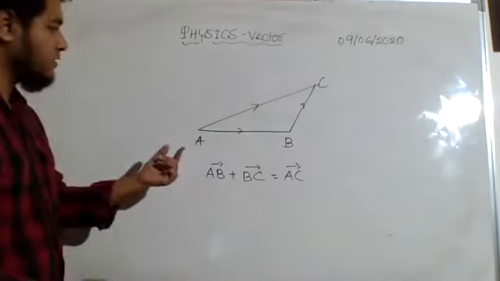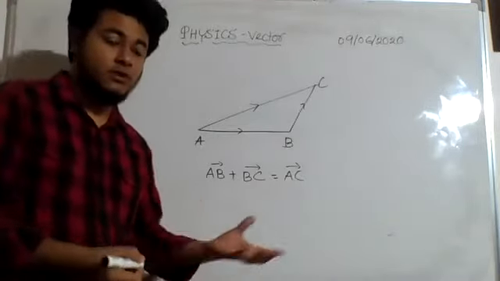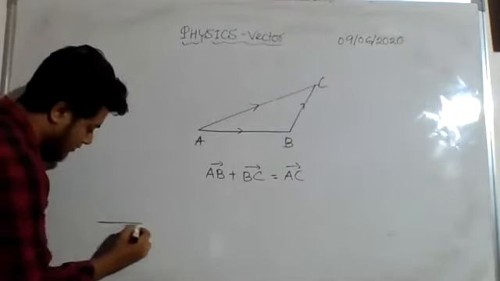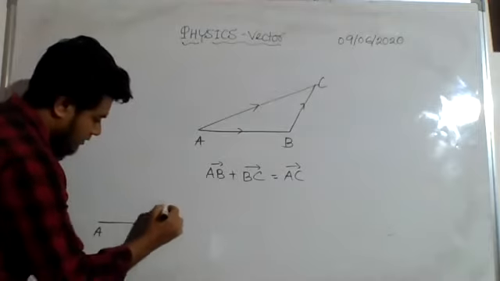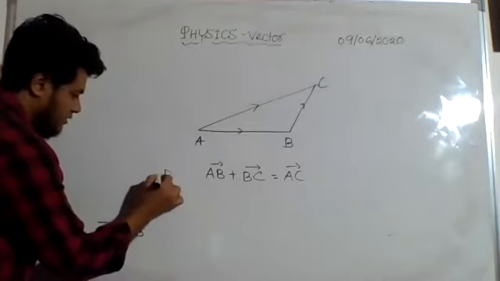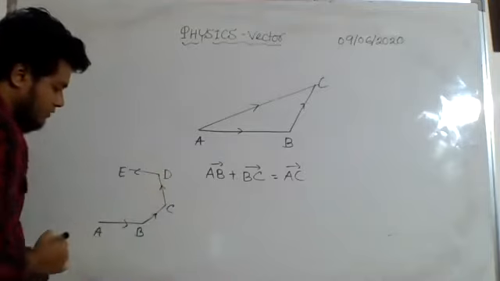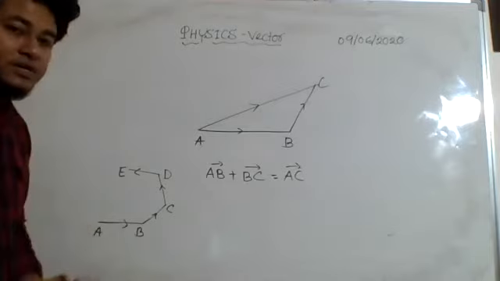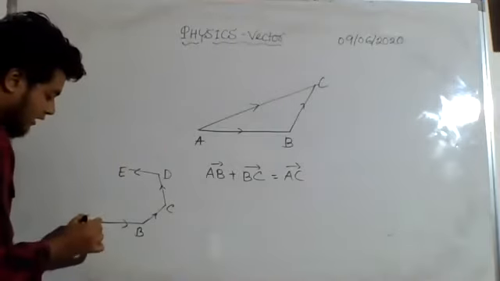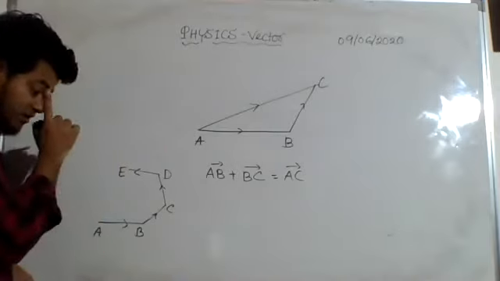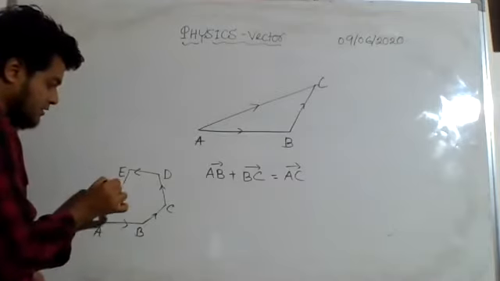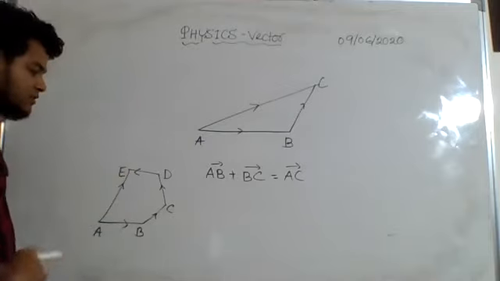This is true for multiple vectors, right? Not only for two. If you add more than one, let us say you went from A to B, then B to C, then C to D, then D to E. So what will be the result if you add all the vectors? Actually, the resultant will be a vector that will start from the initial point of the first vector and it will end at the terminal point of the last vector.